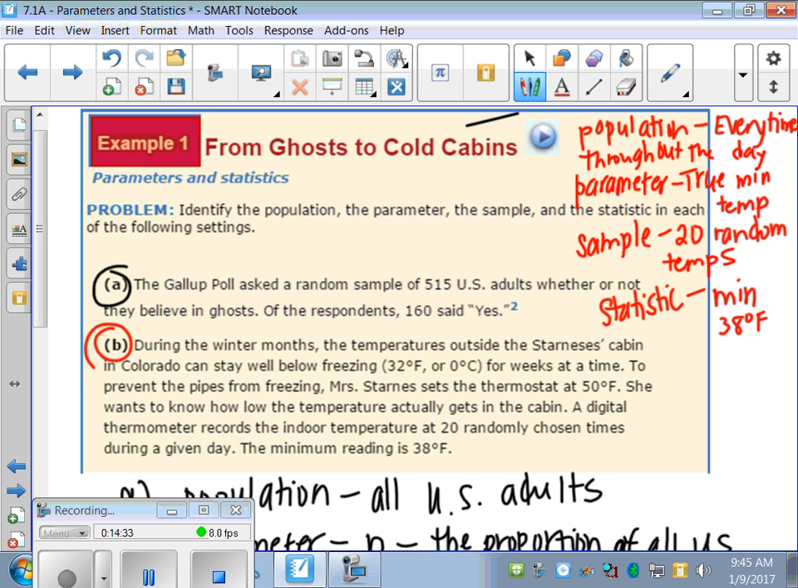So we're not always using an X or a P, because P is a proportion and X bar is a mean. In this case, we use the min. Okay?